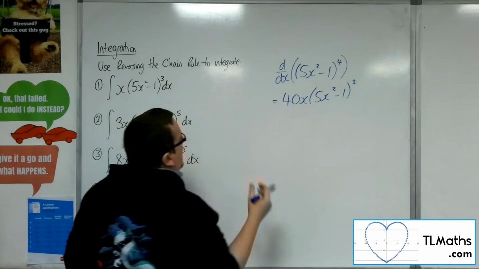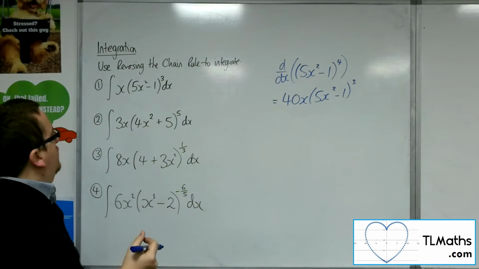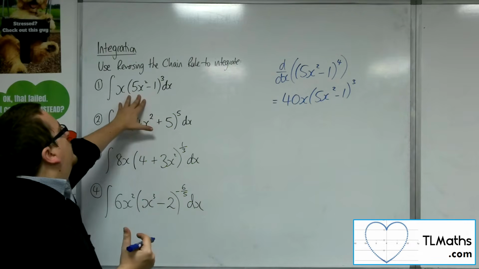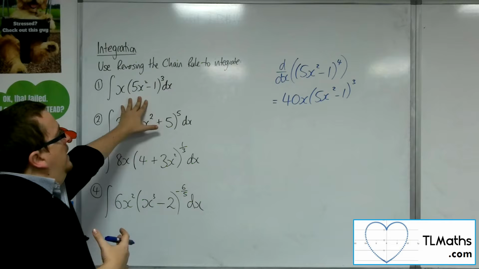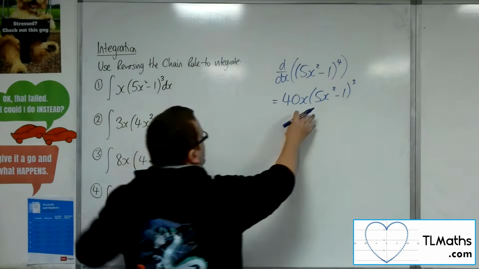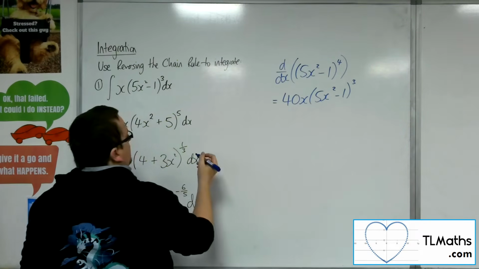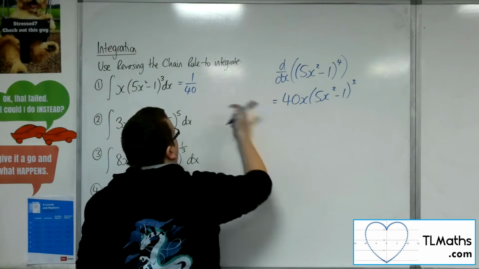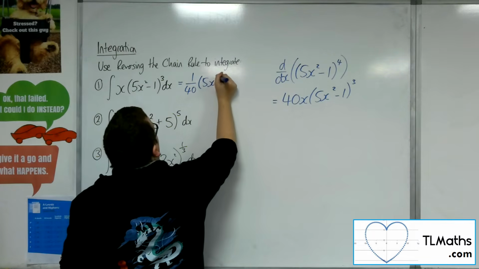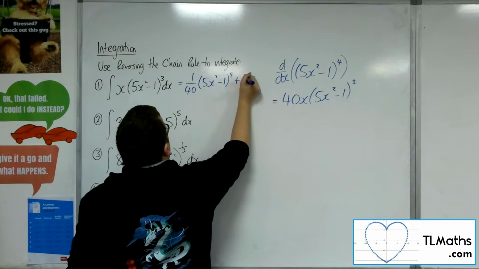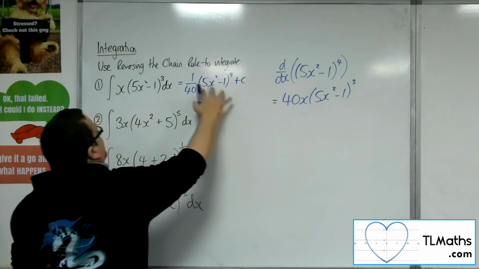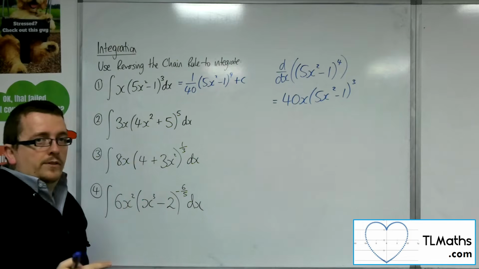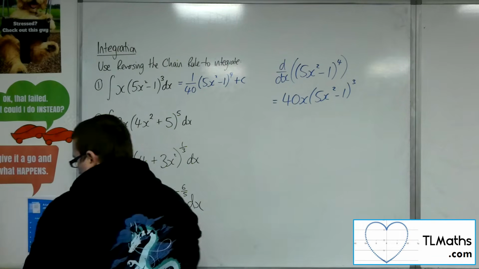So we've got 40x times (5x squared minus 1) cubed there, and we've got 1x times (5x squared minus 1) cubed there. So we've actually got 40 times too many of what I need. So this requires to be 1 over 40 lots of (5x squared minus 1) to the 4 plus c in order for that to differentiate back to that. Okay? So that's what I need there.